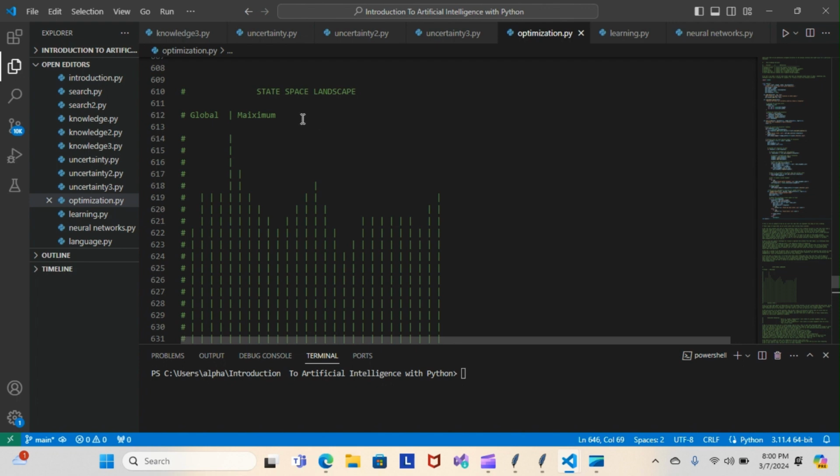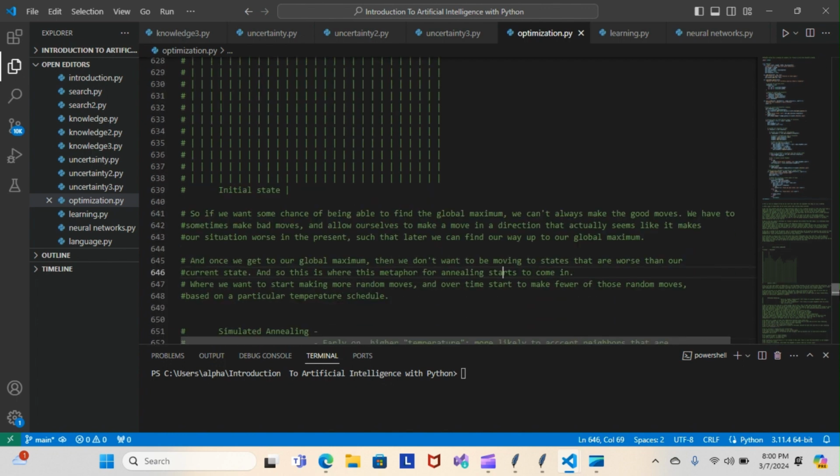Now, last night, you remember we went over our state space landscape, and we went over the possibility of getting stuck between our local maximum and local minimum, and not being able to move out of it because we were using our hill climbing function. We're gonna pick up where we left off last night.